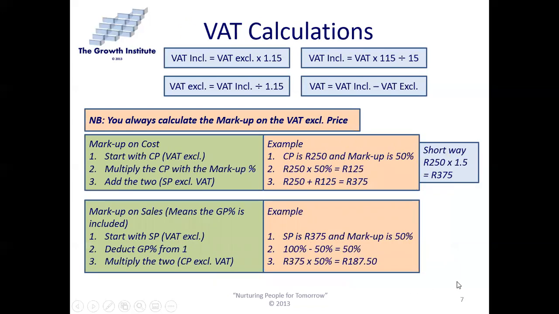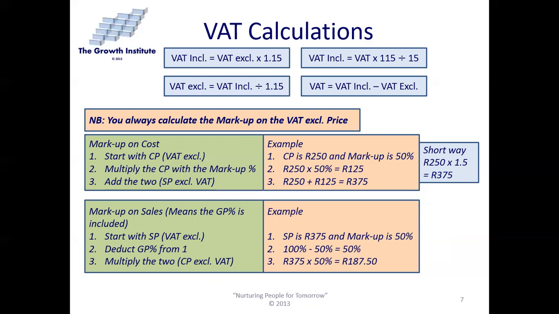Okay. Let's have a look at the VAT calculations, because in your assignment 1 and in your test 1, you will be required to do the VAT calculations. So if you want to calculate the VAT inclusive price, you will take the VAT exclusive price and you will multiply it by 1.15. Why 1.15? Well, it's 15%. Okay, and it's an additional 15%, so therefore 1.15.